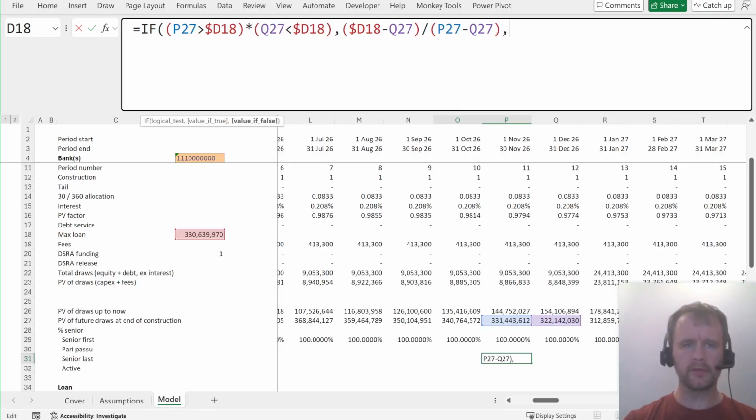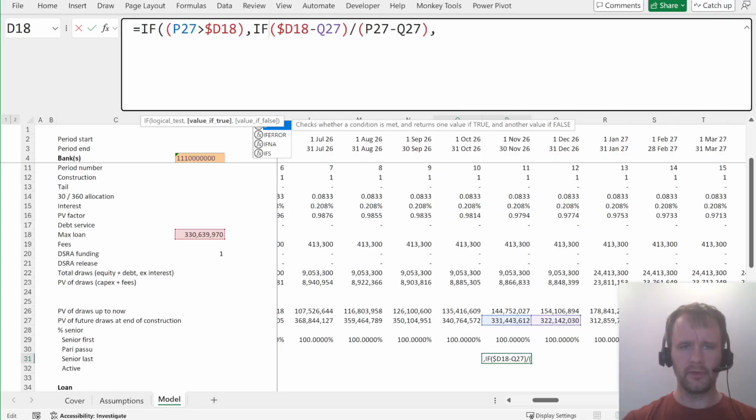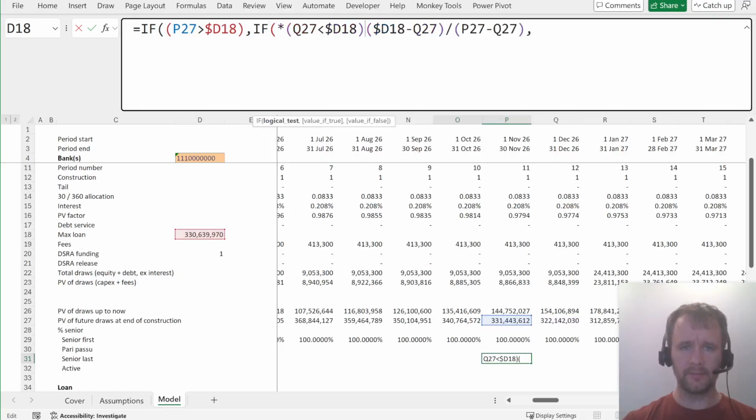What am I trying to say? I guess I want to say if it's greater than, then I want a new if to say if it's also less than. Now I've got too many brackets, but never mind. So if it's also less than, then it's going to be this in between thing, otherwise 1. And if it's not greater than, it's going to be 0.